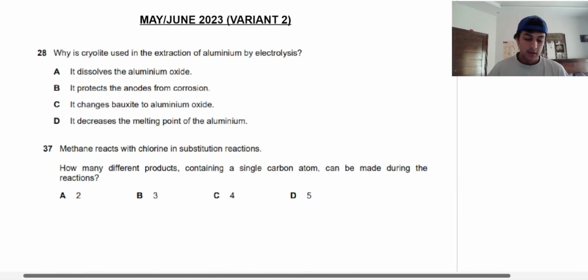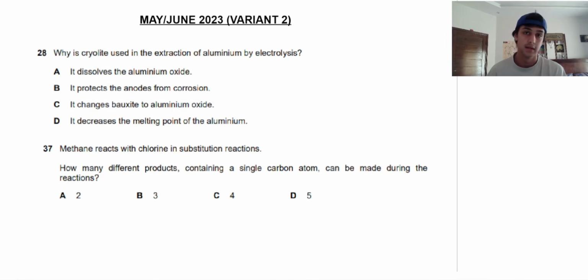Why is cryolite used? This is a really simple concept. You need to know that cryolite has 3 functions. It dissolves aluminum oxide, it decreases the melting point of aluminum oxide, and it also increases the electrical conductivity of aluminum oxide. So we can see that directly it's going to be A. Also, it cannot be D because this is aluminium, not aluminum oxide.